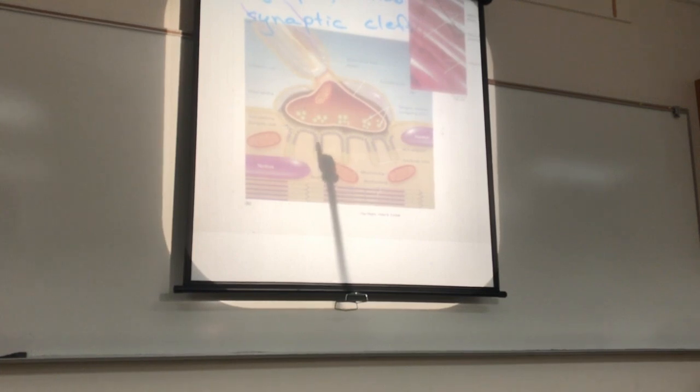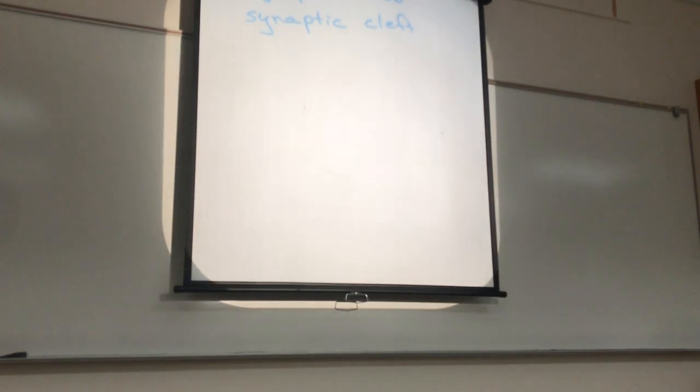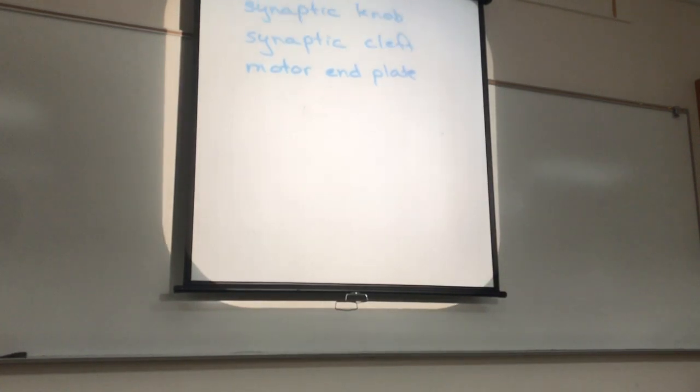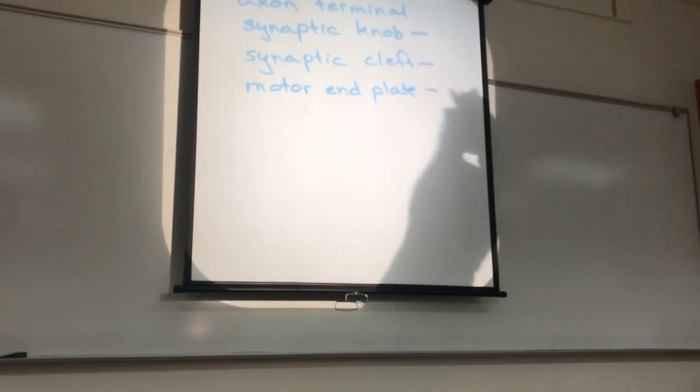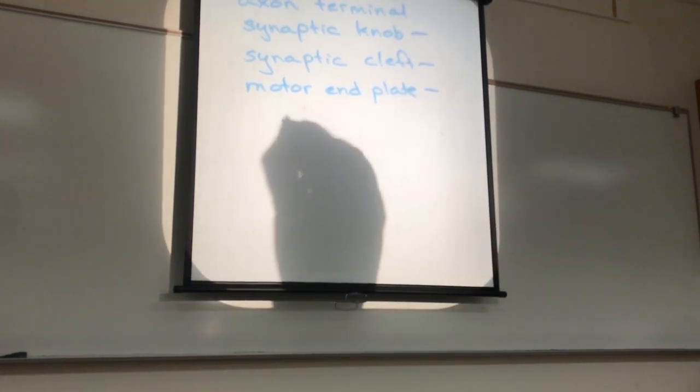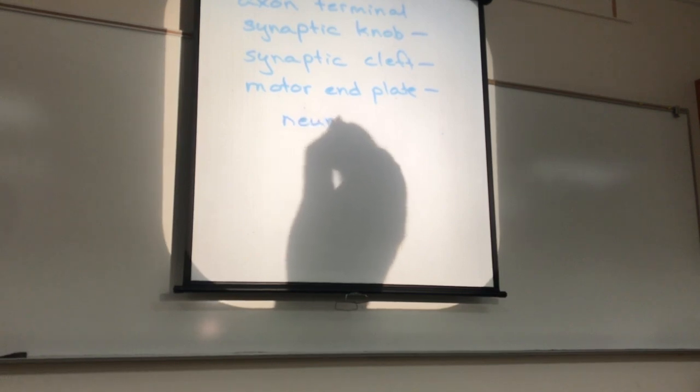On the other side of the gap, on the other side of the synaptic cleft, we have the cell membrane, the sarcolemma of the muscle cell. Now this particular area of the membrane has some special features. So this section of the muscle cell membrane is called the motor end plate. Together, the synaptic knob, the cleft, and the motor end plate form a structure called the neuromuscular junction.